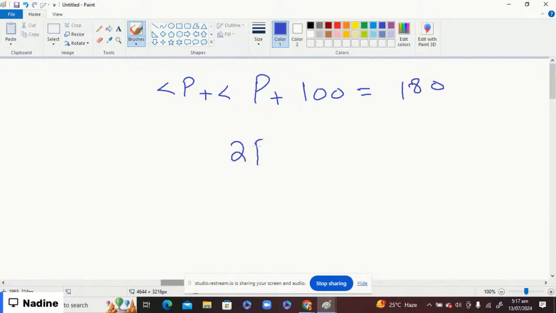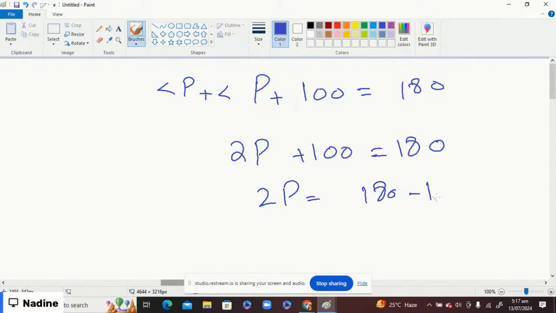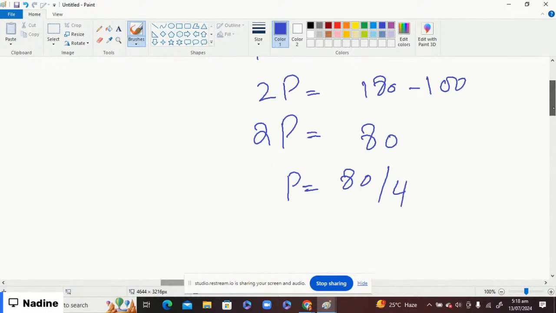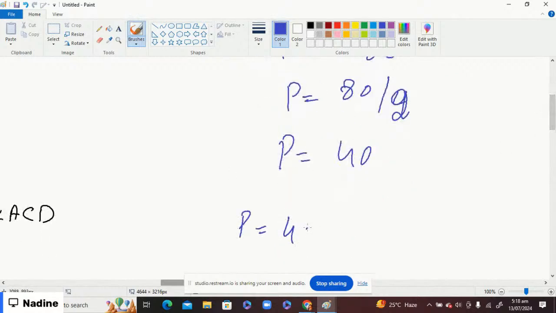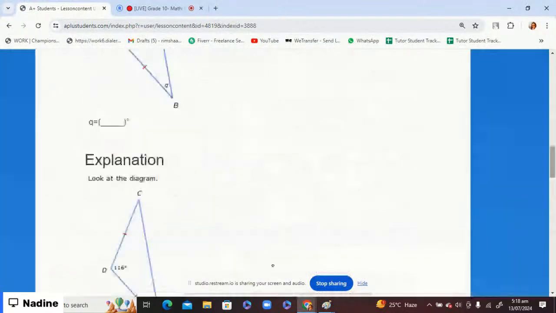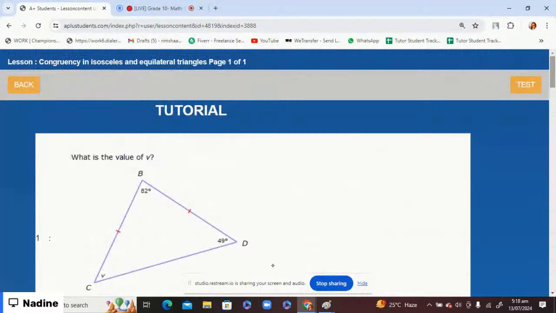So 2p plus 100 is equal to 180. So 2p is 180 minus 100, so 2p is equal to 80. p is equal to 80 divided by 2, and p is equal to 40. It means that both p are 40 and 40. Here p is 40 and the next p is also 40. Understood? So this is basically the thing.